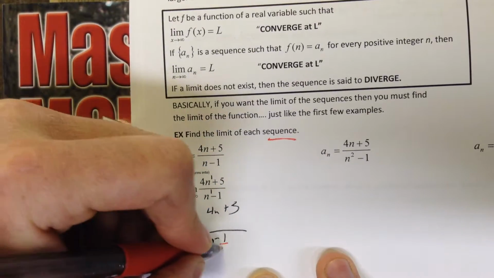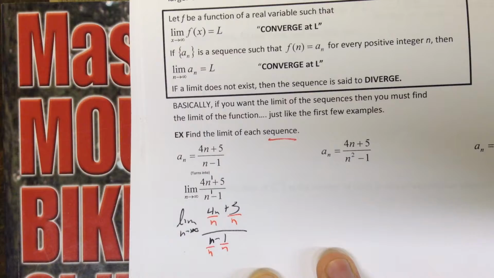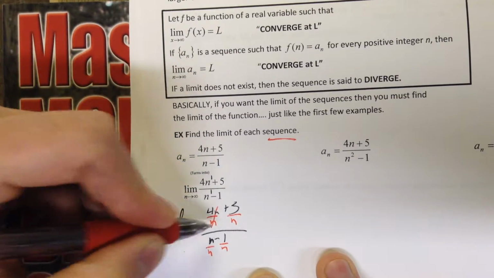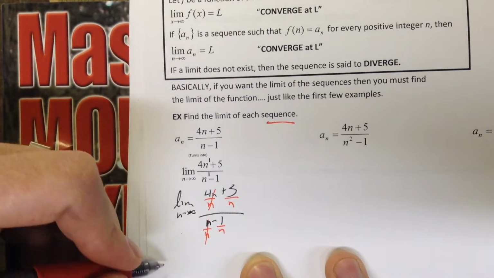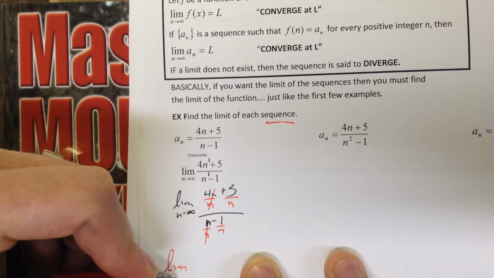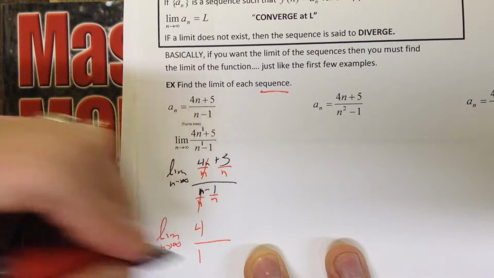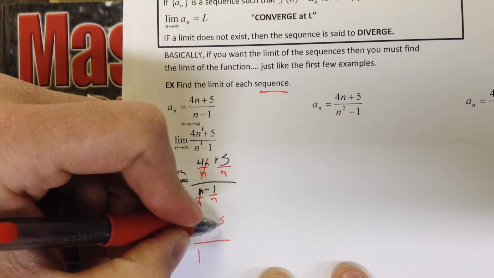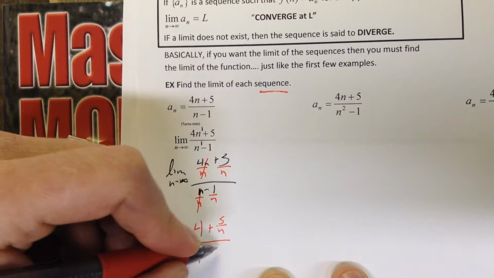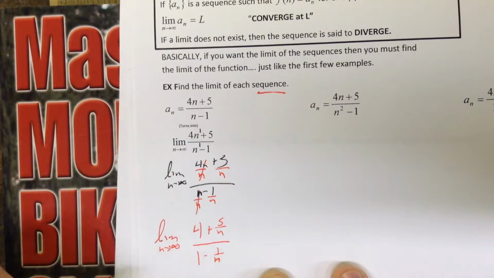So that guy gets divided by n, and everything else gets divided by n. We get some canceling happening here for some of your first terms, which is great, but not all of them, and that's okay too. And that's going to leave you with a 4 and a 1, which is great. And then over here, your 5 over n is going to stay 5 over n, and your negative 1 over n is also going to stay negative 1 over n.